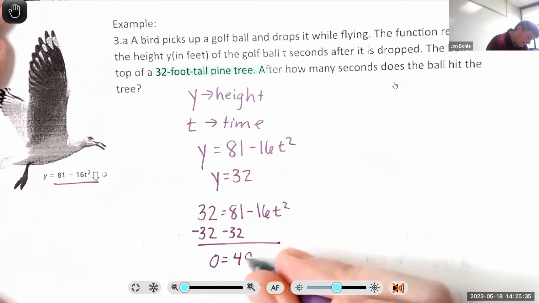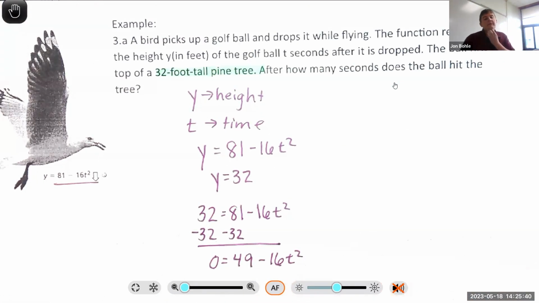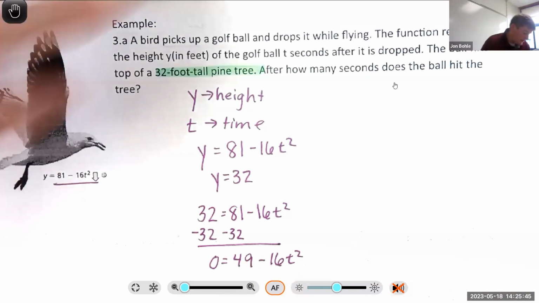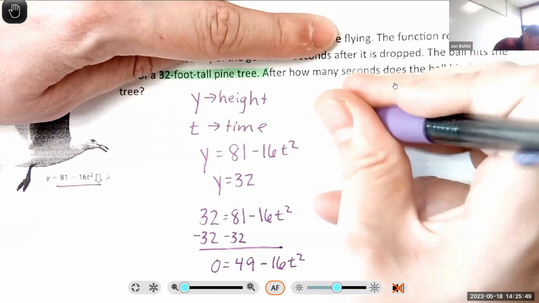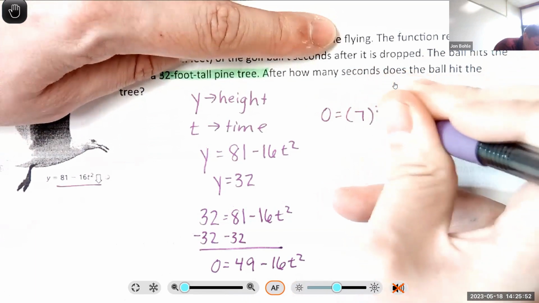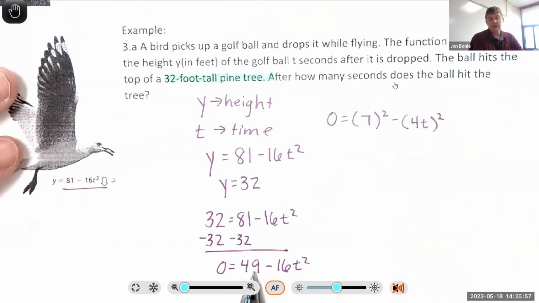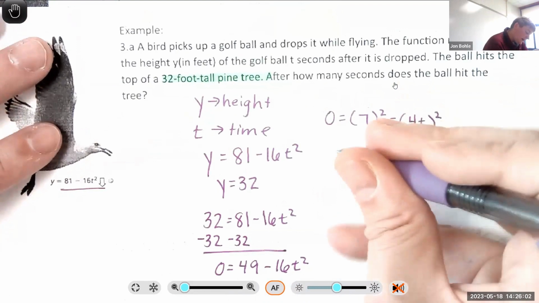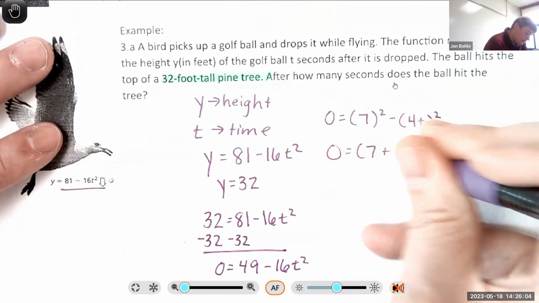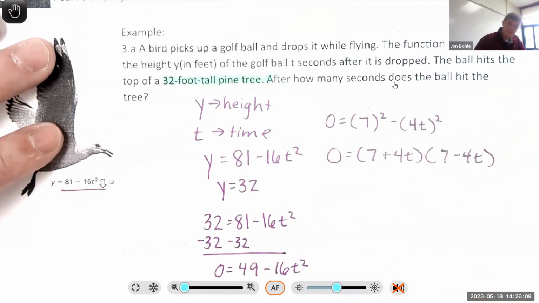This is 49. And then I need to solve. Okay, so here I need to solve for t. So here, this is the difference of squares, where I have it set up as 7 to the second power minus 4t to the second power, because 7 times 7 is 49. 4t times 4t is 16t squared. Okay, so this factors into 7 plus 4t times 7 minus 4t.